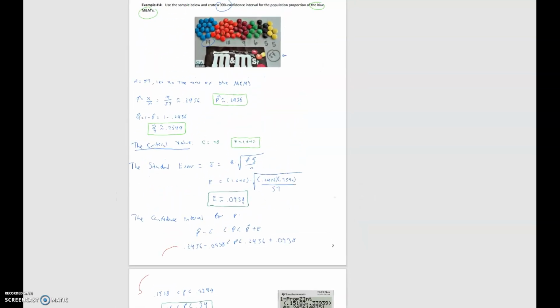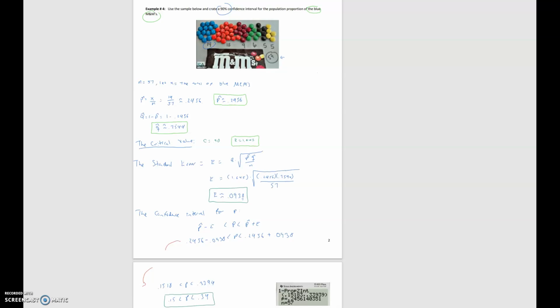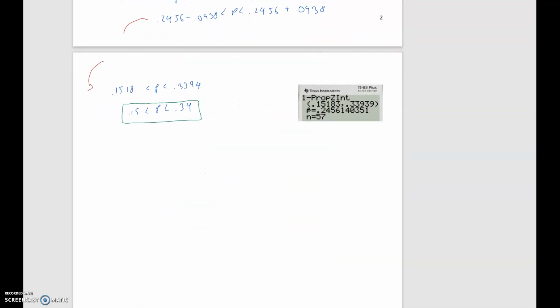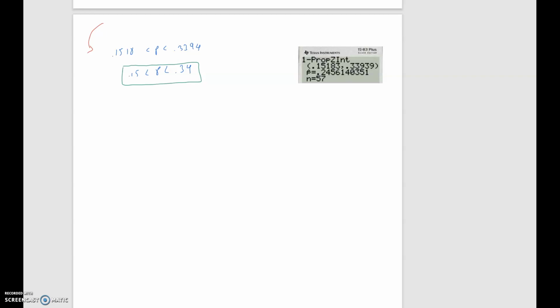Now, the main idea here, going back to the original problem, is that they're asking us to create a 90% confidence interval for the proportions. In this case, if you were to make a prediction on all the blue M&Ms, we would say that the proportion of the blue M&Ms for the population would be between 15 and 34%. Because we're doing a 90, they carry error, so they need to be stated with a sentence. The sentence has to state the confidence interval, the parameter, and then the values that we end up with.